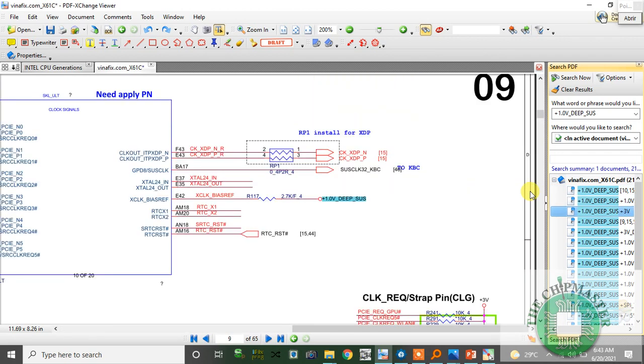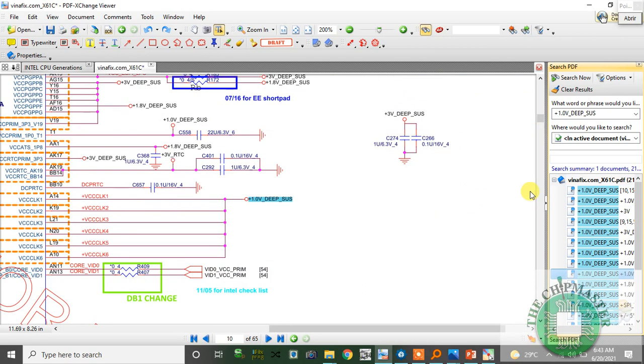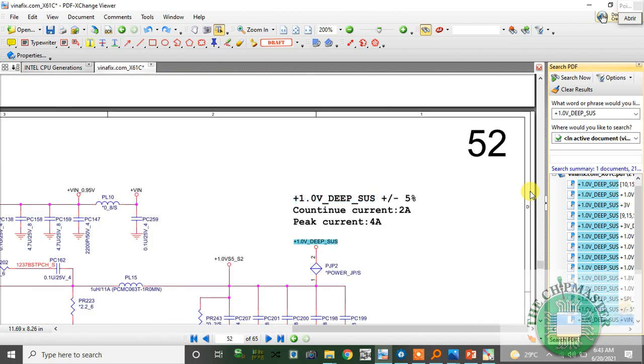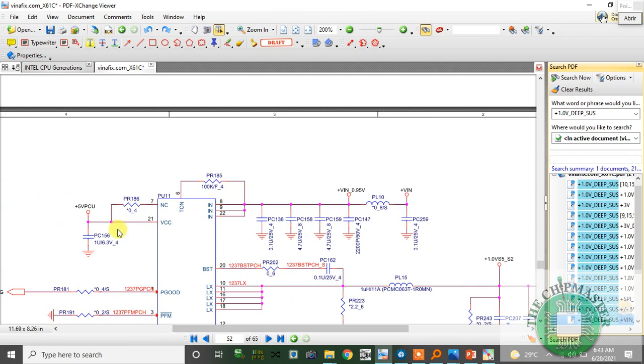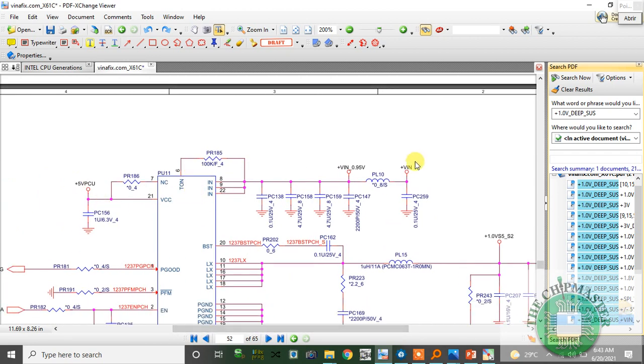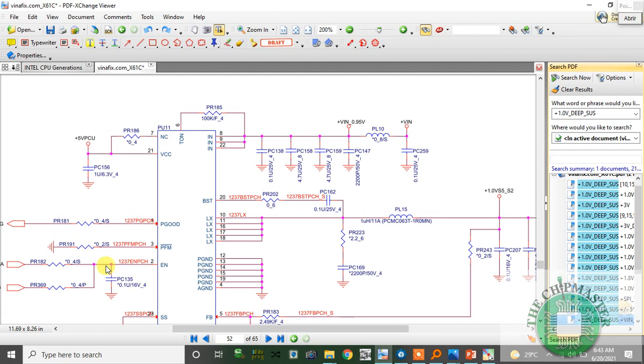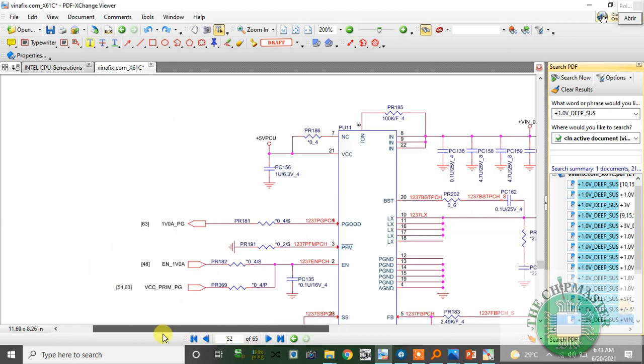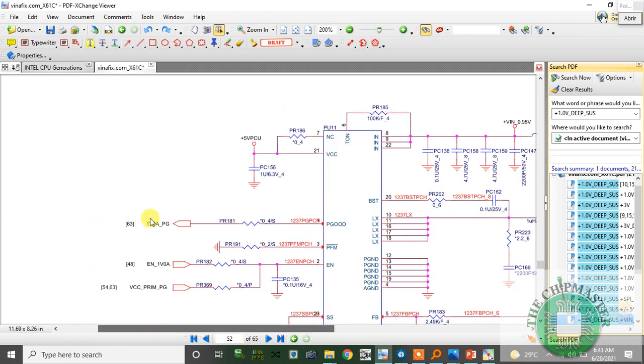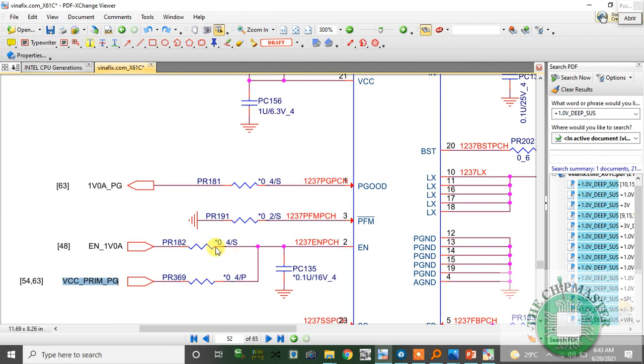So cycle through. Alright, here it is, 1.0 DC, and this is powered by a PWM. So 5 volt PCU, where we have 19 volts coming in, and we have the enable. Who is enabling it? And we have the power good. When VCC PRIM and VCC ATS power good is okay and it is coming, then it will turn on here. Alright, as you can see, we have enable 1.0.